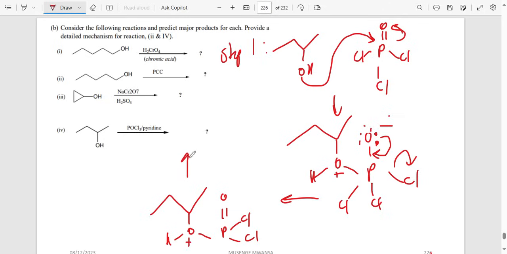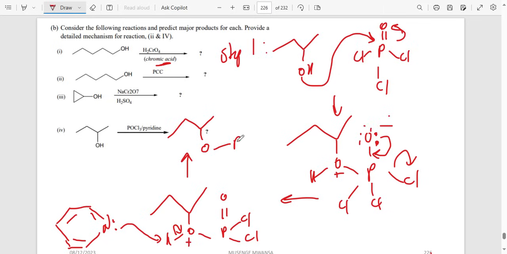Now in the next step, remember we have pyridine here. Every time you have got pyridine, we know the function of pyridine, right? It's just to grab a proton. So this is our pyridine, 6-membered, with a lone pair. So this pyridine will come and remove this hydrogen, and then this will break off this bond. And what we are going to have is an oxygen, phosphorus, double bond to oxygen, chlorine, chlorine. So this is a good leaving group.